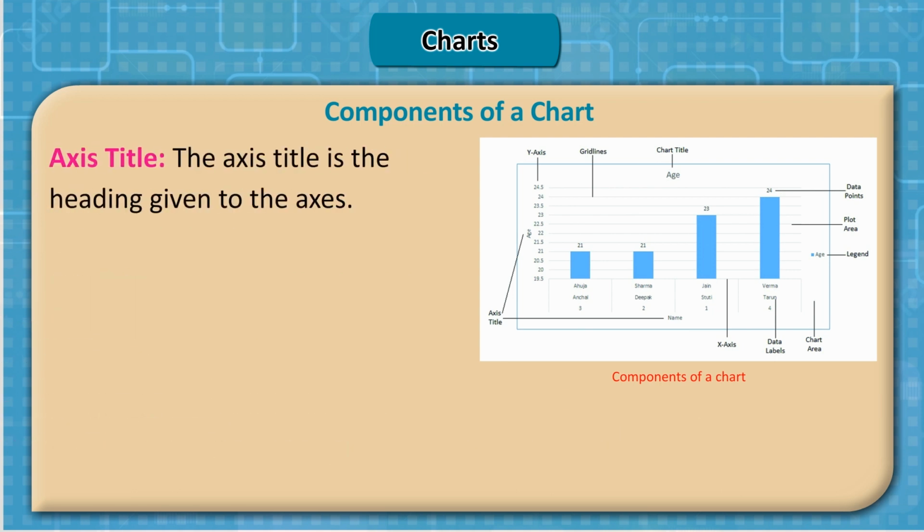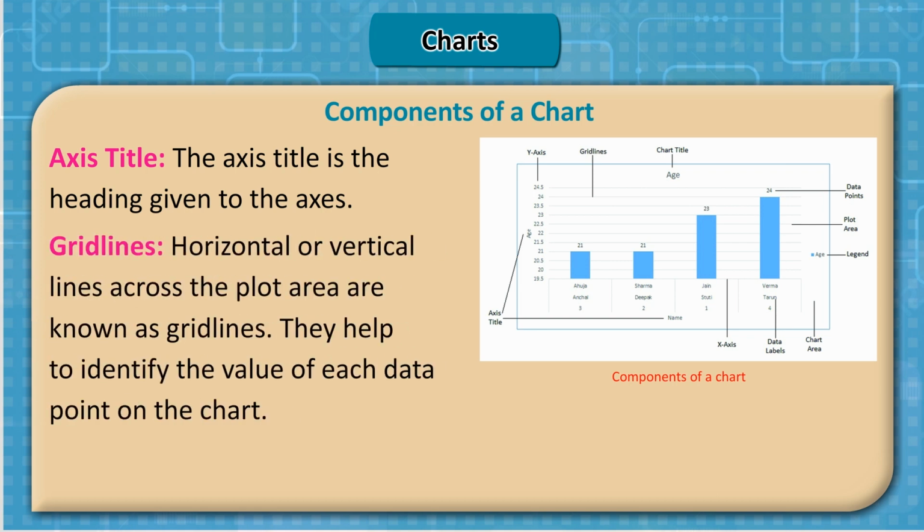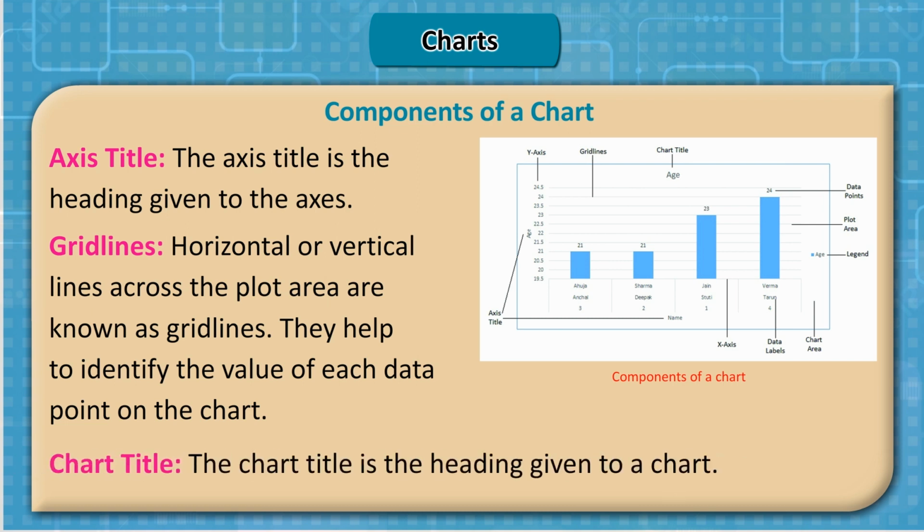Axis title. The axis title is the heading given to the axes. Grid lines. Horizontal or vertical lines across the plot area are known as grid lines. They help to identify the value of each data point on the chart. Chart title. The chart title is the heading given to a chart.